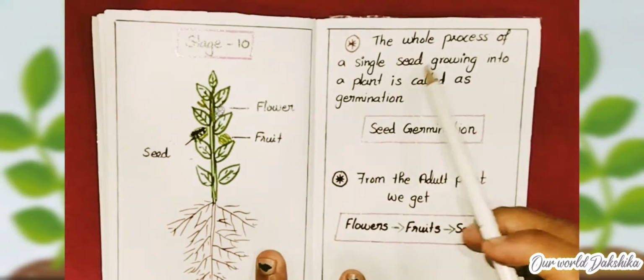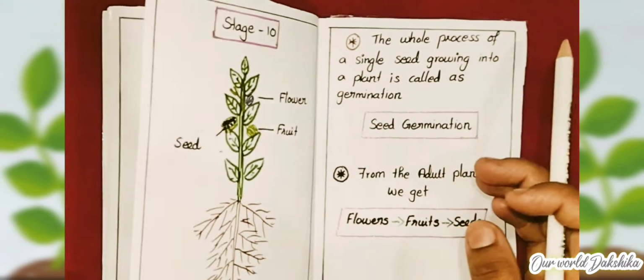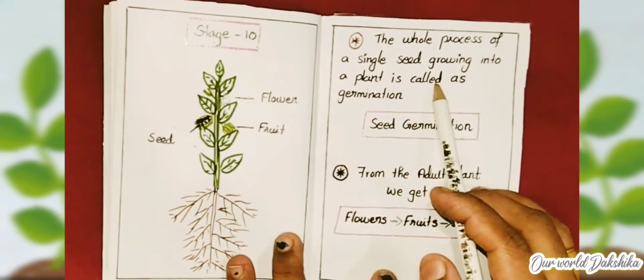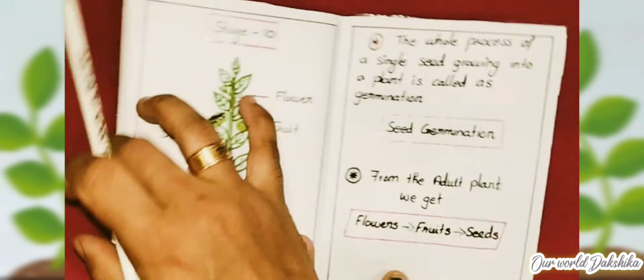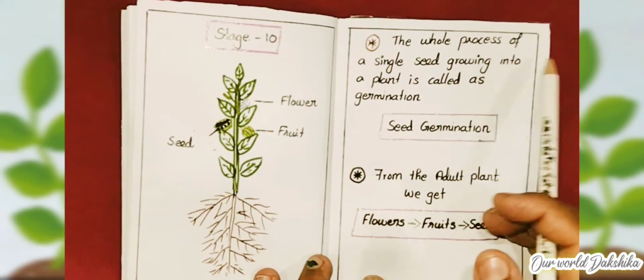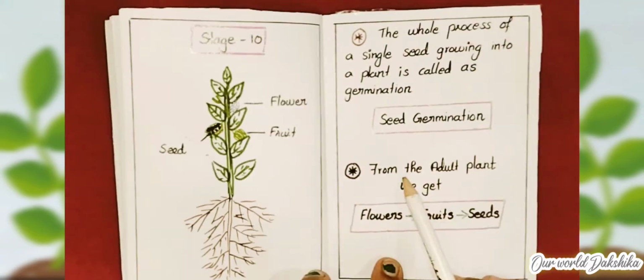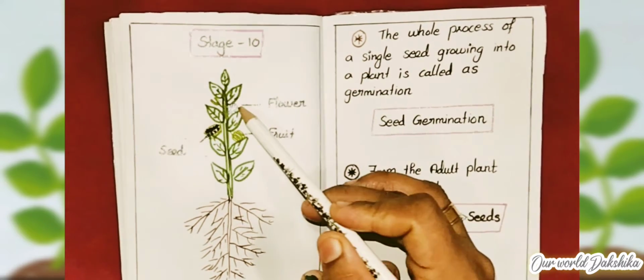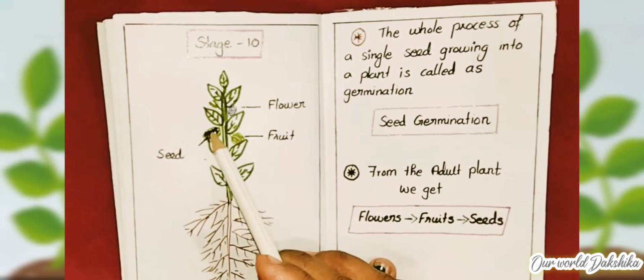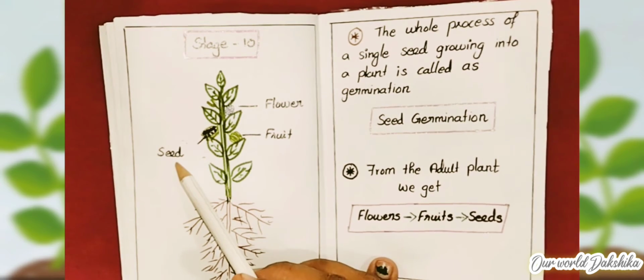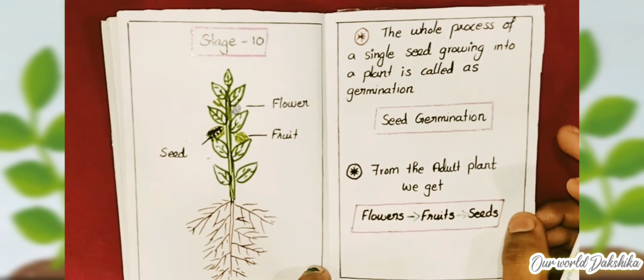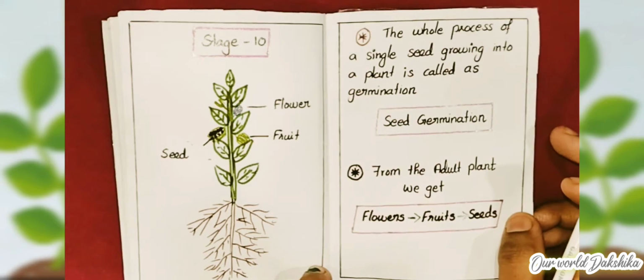This is stage 10. The whole process of a single seed growing into a plant is called germination. This is seed germination. From the adult plant we get flowers, and after that fruits. From that fruit we can collect the seeds. These are the various stages in seed germination.